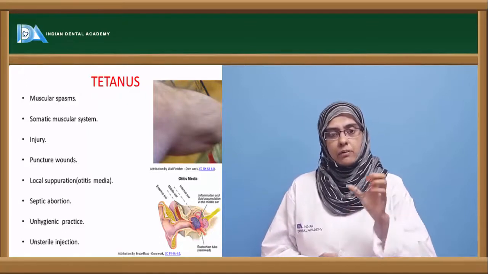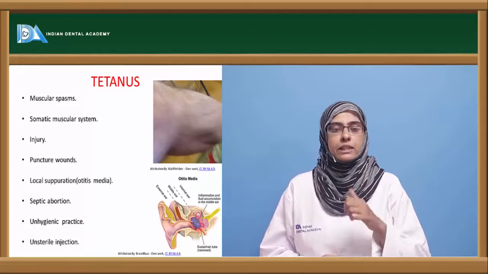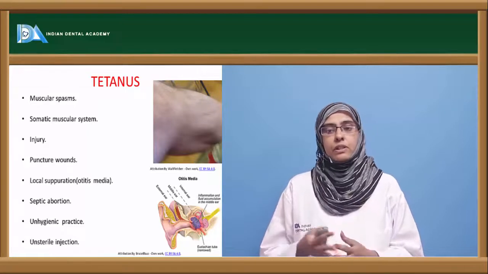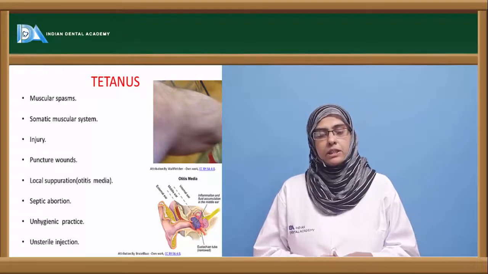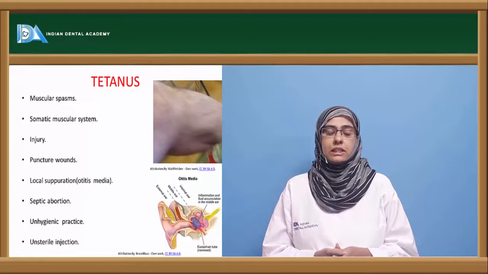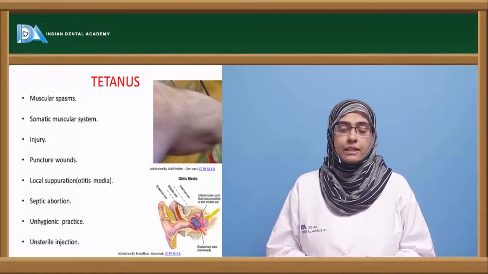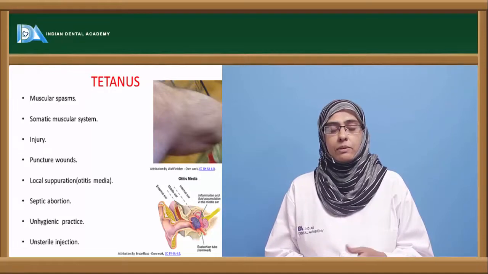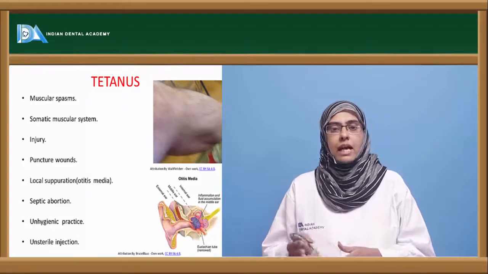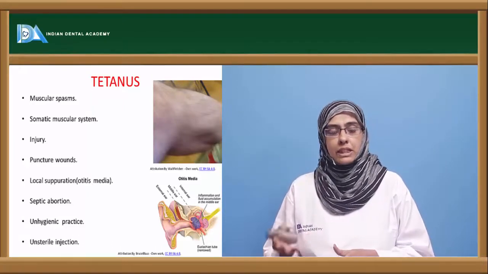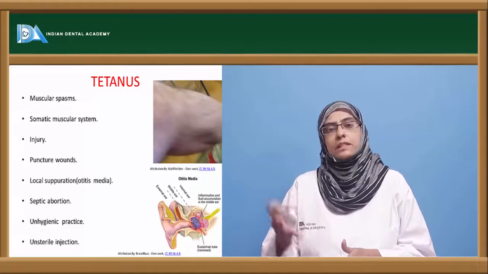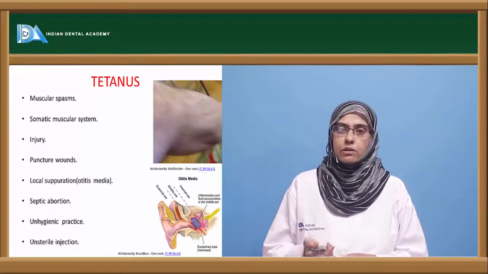Puncture wounds provide a favorable place for the growth of this organism and the release of the toxin. Hence a puncture wound provides a satisfactory platform for the development of this disease. Sometimes this disease can also follow local suppuration such as otitis media, and a major complication of this disease is septic abortion. Unhygienic practices can also be one of the reasons for the development of this disease. For example, people used to apply cow dung on the umbilical cord, and ear boring is another factor, apart from circumcisions. So these are the unhygienic practices that lead to tetanus. Sometimes unsterile injections can also lead to tetanus.